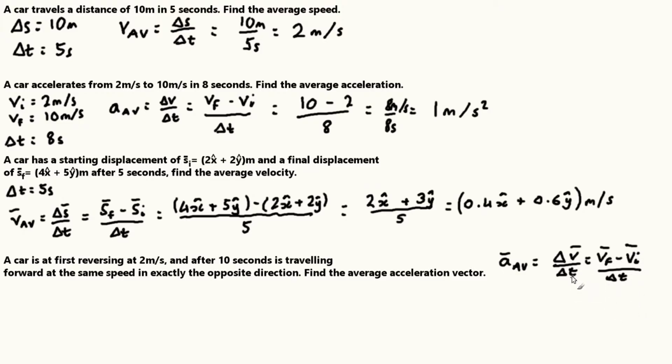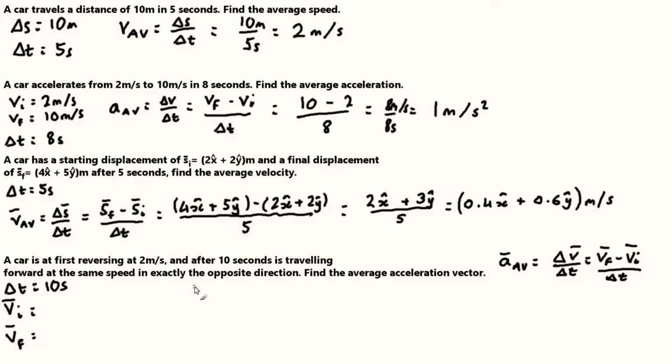Therefore, to solve this question, we know that we need to find the final and initial velocities and the change in time. The change in time is easy in this question. It's told to be 10 seconds. But how about the initial and final velocities? Well, we've been told that at first a car is reversing at 2 meters per second, and that in the end it is travelling forward at the same speed in exactly the opposite direction.